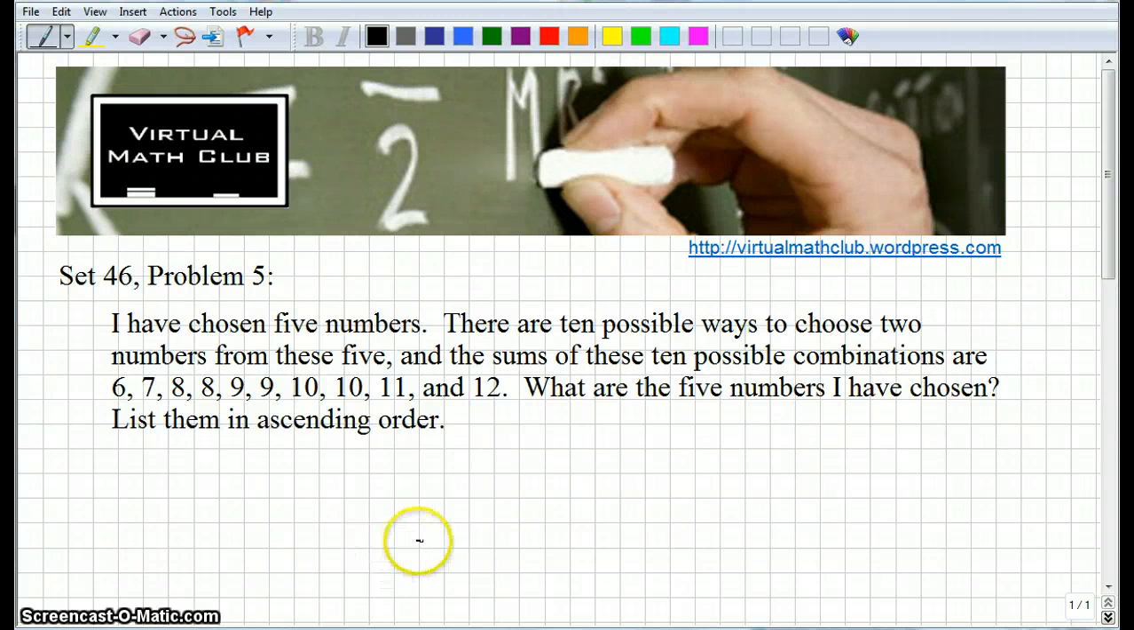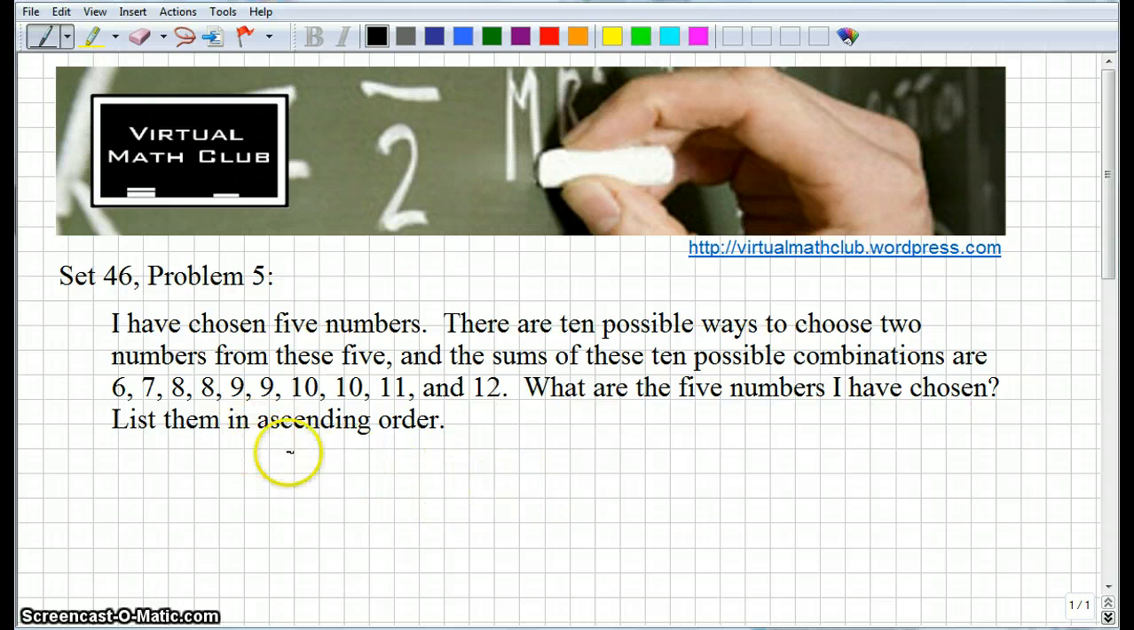Problem number 5. I have chosen 5 numbers. There are 10 possible ways to choose 2 numbers from these 5, and the sums of these 10 combinations are 6, 7, 8, 8, 9, 9, 10, 10, 11, and 12. What are the 5 numbers I have chosen? And list them in ascending order.